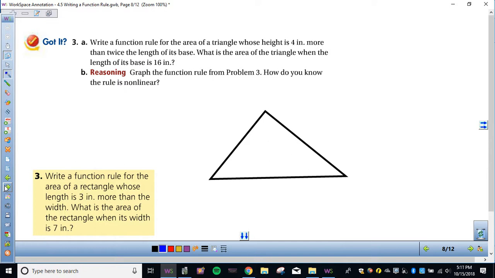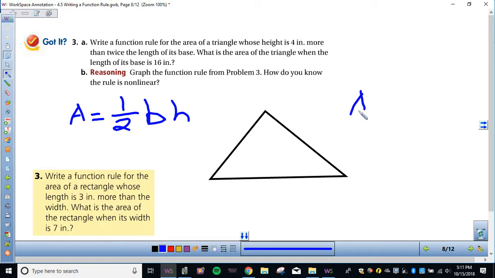So, write a function rule. Area of a triangle, that means you have to know the formula for area of a triangle. I like writing it as 1/2 base times height. Others sometimes prefer to write it as base times height divided by 2. Either one's fine. You'll get the same result.